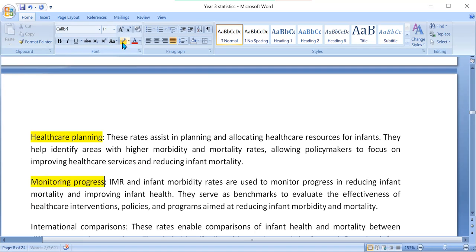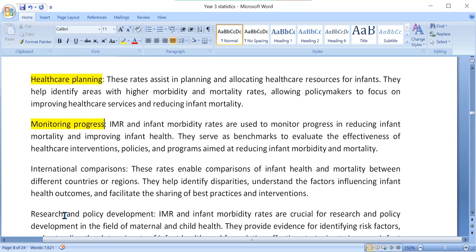The next is monitoring progress. Yes, it helps us to monitor progress. Let's say previously we had 50 in 2023, and we were able to put interventions together to reduce it: antenatal care, health education, financial support to the pregnant mothers, cash transfers, and all of that. And this year we have 20, so that's a reduction. So it helps us to monitor the progress. They serve as benchmarks to evaluate the effectiveness of healthcare interventions, policies, and programs aimed at reducing infant morbidity and mortality.